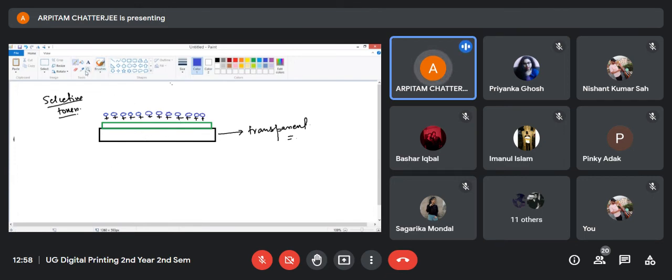Now what is going to happen? Now the exposure is given. Suppose the exposure is given in these two regions, and as I told you, in this case the exposure is basically passed through this material. Now wherever the exposure comes, these toners actually get the charges in those locations.